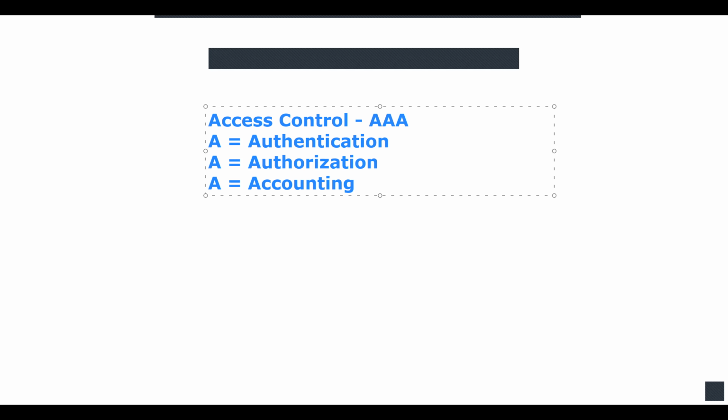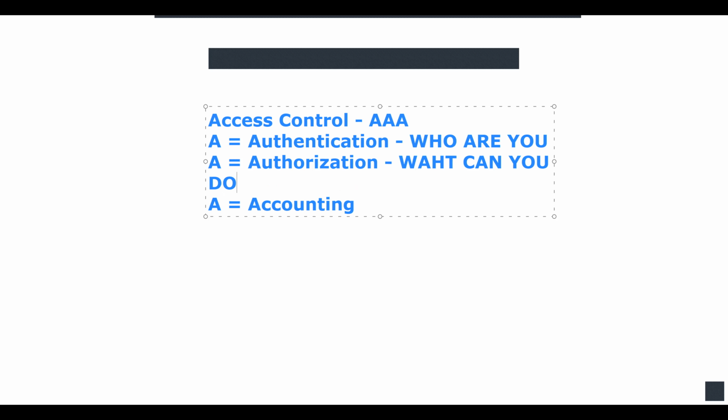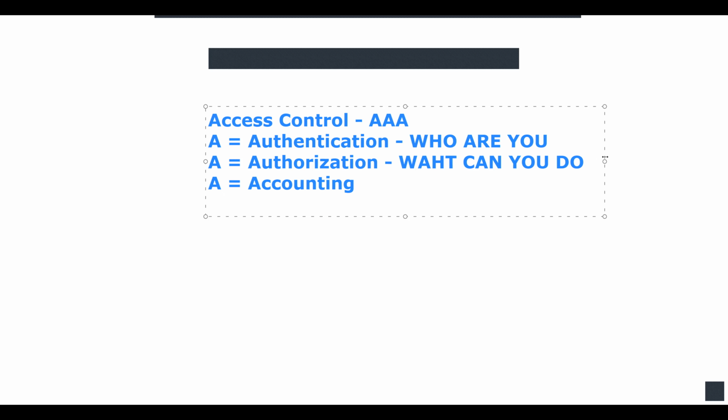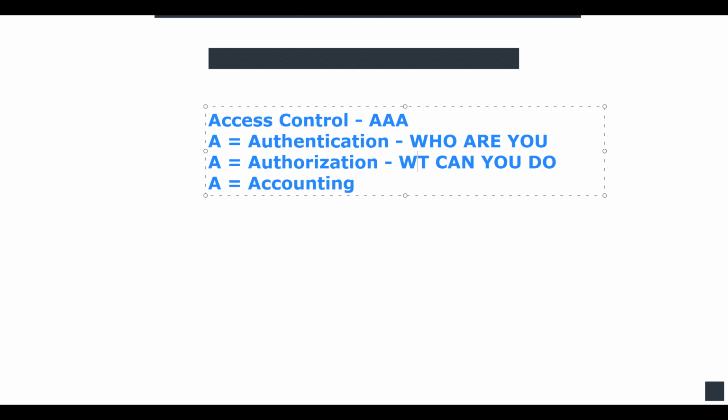Permissions. Permission to do or not. What you can do. Are you allowed to access the application, use the application or not? Accounting. Logging. What did you do? This is the AAA.